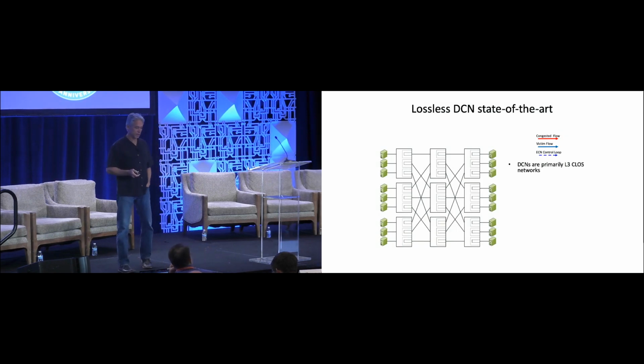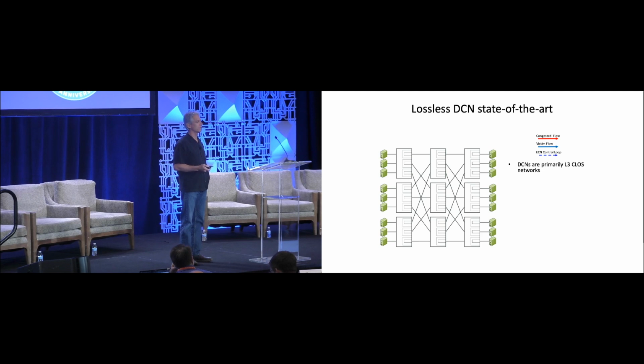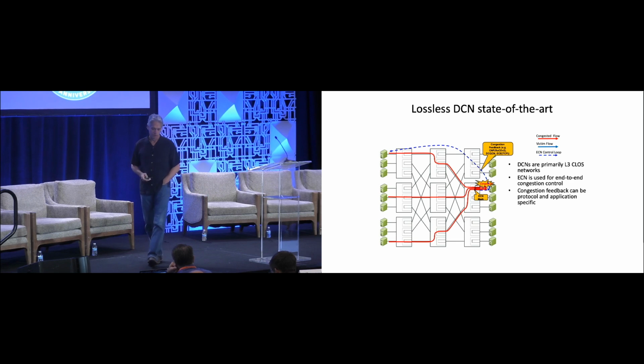So we kind of saw a network already. There was a great talk yesterday about CLOS networks. That's really kind of the state of the art of data center networks. So they're kind of layer 3 networks with layer 2 links configured in a CLOS style configuration.